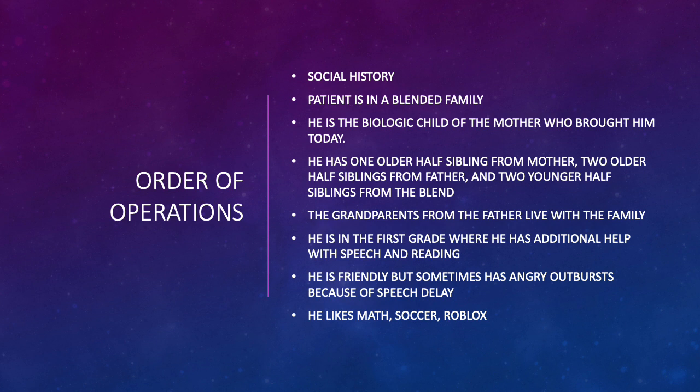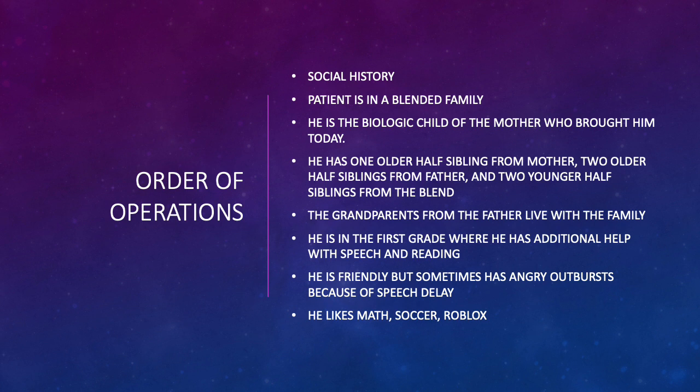Okay, in this case, we're going to collect a social history. This patient is part of a blended family. He's the biologic child of the mother who did bring the patient today. He has an older half-sibling from the mother, 2 older half-siblings from the father, and 2 younger half-siblings from the blend. So this is a household that has 1, 2, 3, 4, 5, 6 children, as well as grandparents from the father living in the home, plus both father and mother living in the home. He is currently in the 1st grade, where he has additional help with speech and reading.